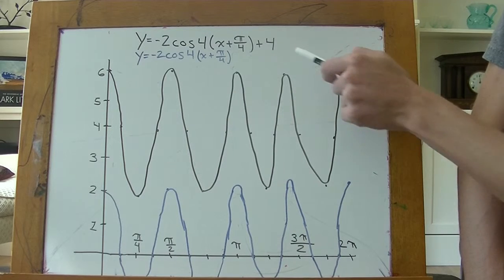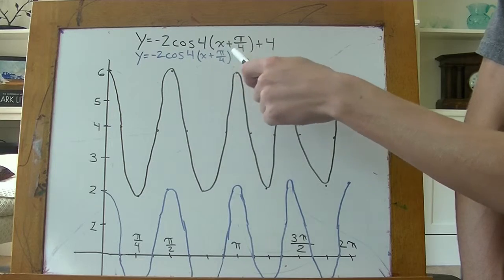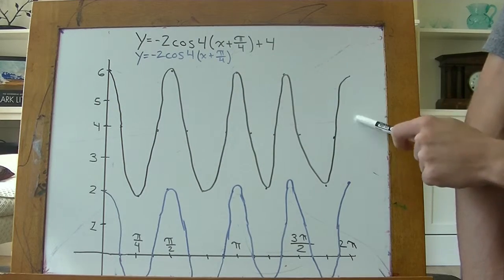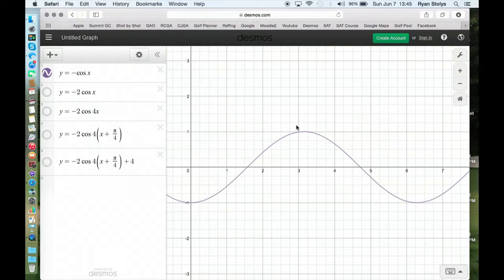There we are. We have our final function of y is equal to negative 2 cos 4 bracket x plus pi over 4 plus 4 graphed onto our graph. Now we will begin the online check of our work. So first we will start with the y equals negative cos graph. As you can see, this graph begins at negative 1 at 0, is at positive 1 at pi, and is at negative 1 again at 2 pi.